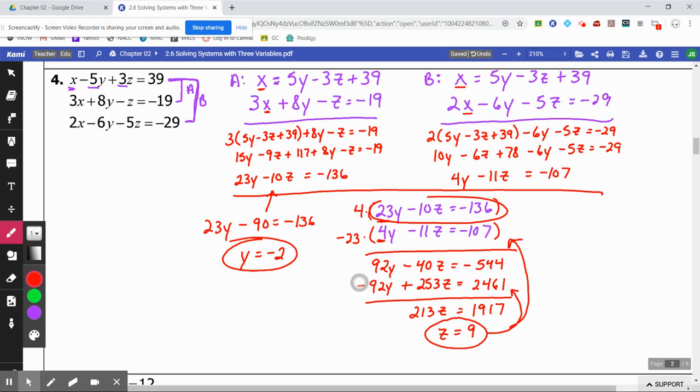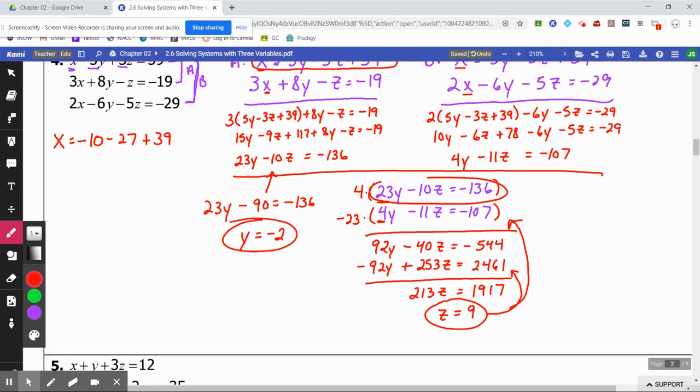And now that we have y and z, you go back to your original equations. It doesn't matter which one you choose. However, I've told you before that it's always easiest to use the one where you solved for the other variable. So you have x is equal to 5 times y minus 3 times z plus 39. That'll be negative 37 plus 39, so x would have a value of 2. So your point where these cross would be x is 2, y is negative 2, z is 9.